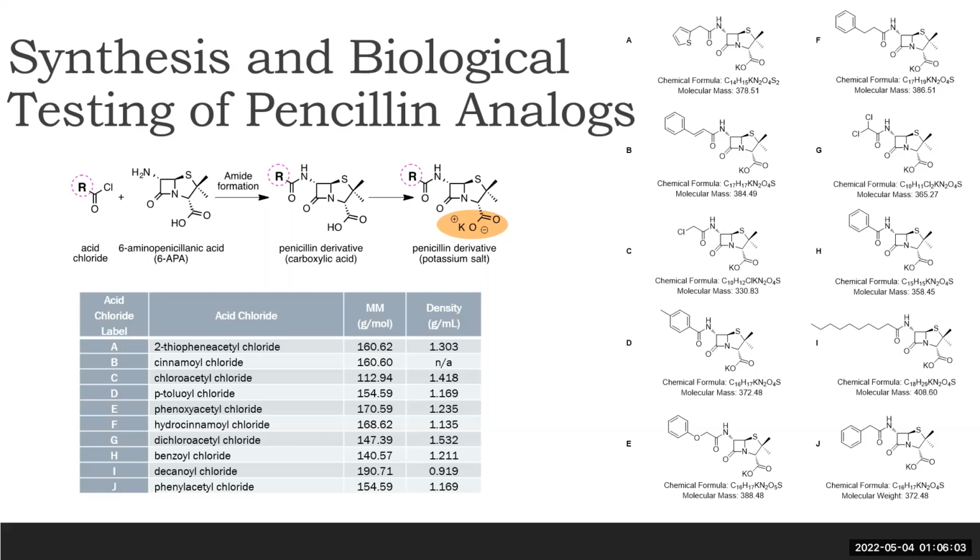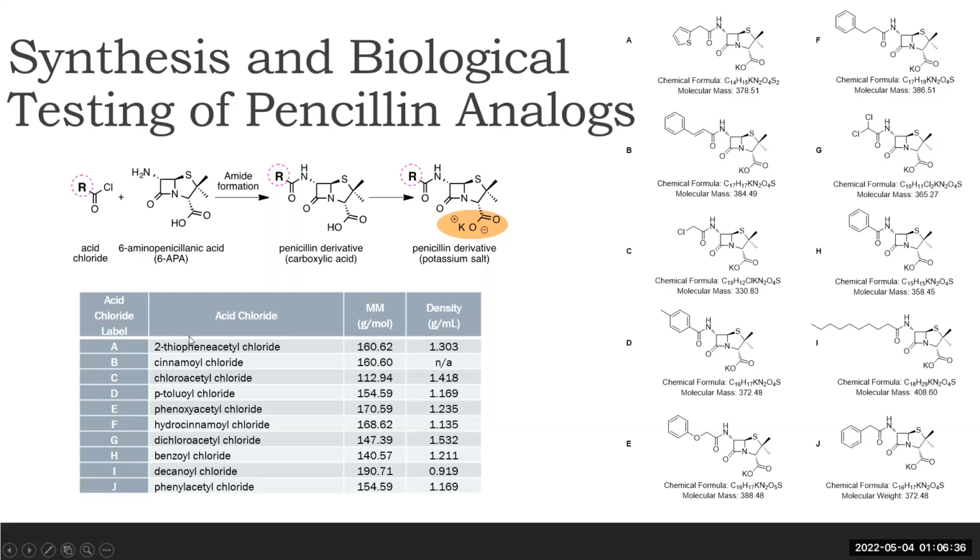And so this is something that medicinal chemists would do. They make analogs of a certain compound by varying different chemical parts of a structure. So what we're going to be varying is the R group. We're taking the starting material, which is called 6-APA, which stands for 6-aminopenicillanic acid. And we're going to be acylating the amine group with an acid chloride.